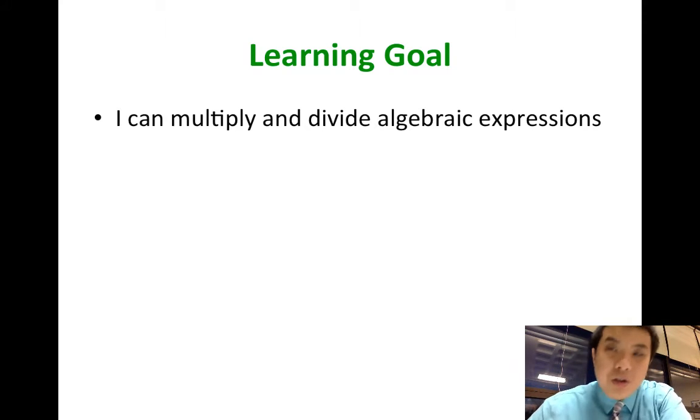Hello class, today's learning goal is I can multiply and divide algebraic expressions. So let's get started.